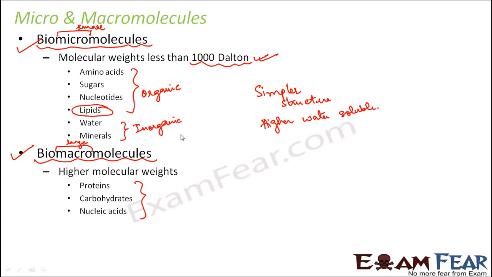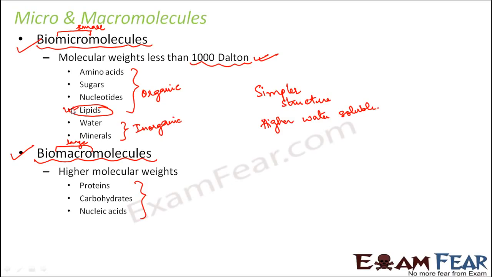Similarly, it is also seen that micromolecules can group themselves together to form macromolecules. For that also, lipids are an exception. Lipids do not group together to form a macromolecule; they exist as themselves. That is why sometimes people get confused whether lipids are micromolecules or macromolecules. Looking at the parameter of molecular weight, they fall under micromolecules, but they have these two exceptions. One is that they are not soluble in water, and the other is that they do not have the ability to polymerize to form macromolecules.